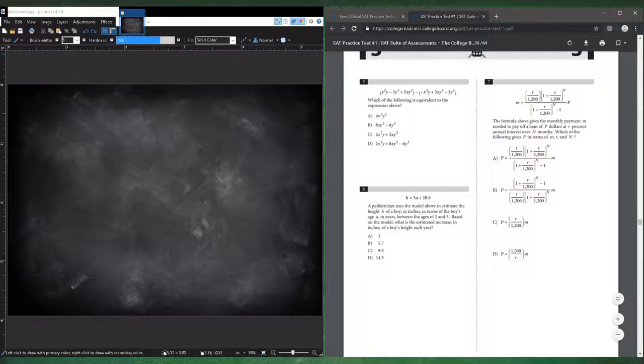So this might look hard because there's a bunch of operations going on, but everything is just multiplied by P. So what you need to do is just move all those operations to the other side. You just gotta move the denominator to the numerator and the numerator to the denominator. So the 1 plus R divided by 1,200 to the power of N minus 1 will be in the top. So the answer would be B.